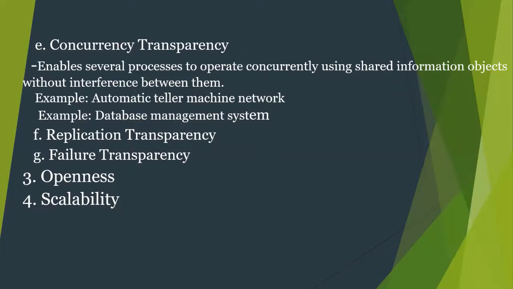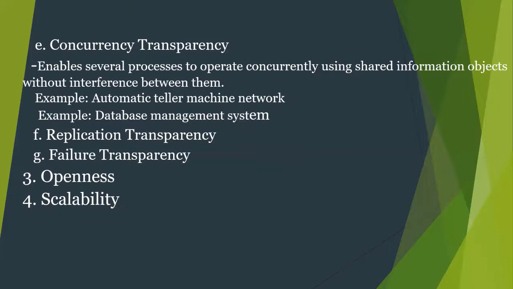Next, replication transparency. So what is this replication transparency? It deals with hiding the fact that several replicas of resources exist. Replicas, or we can say several copies of that data exist. What is failure transparency? In failure transparency, it hides the failure and recovery of the resources. That's nothing but failure transparency.